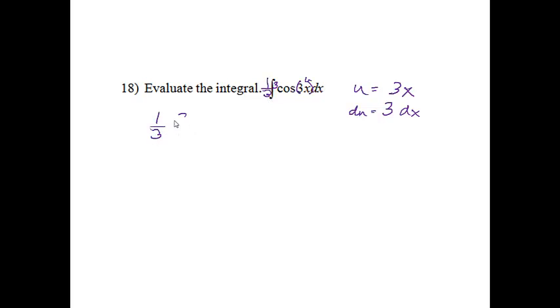So if I rewrite this problem, I'll have 1/3. The 3 dx gets replaced with du, and then I have now cosine of u. All right, bring my 1/3 down. The integral of cosine u is just sine u, and now I just need to put my u back in, which was 3x, plus c, and I am done.